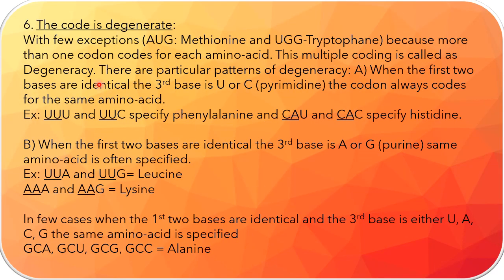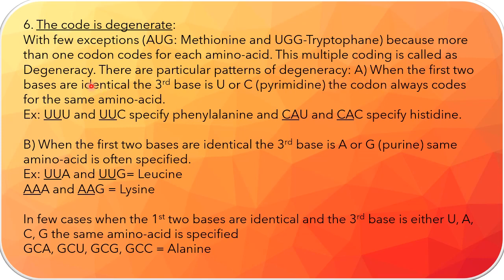Then sixth, the code is degenerate, with few exceptions, that is AUG codes for methionine and UGG codes for tryptophan, because more than one codon codes for each amino acid. That means multiple coding is called degeneracy. So I will explain to you. There are particular patterns of degeneracy.